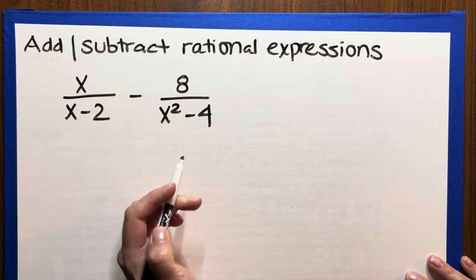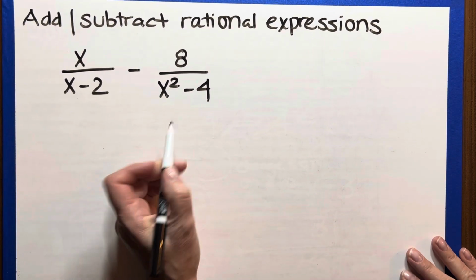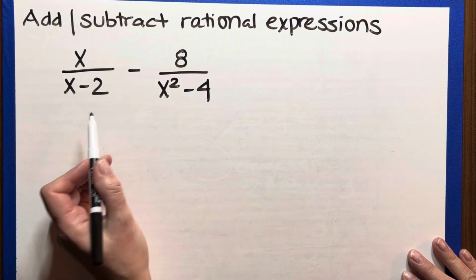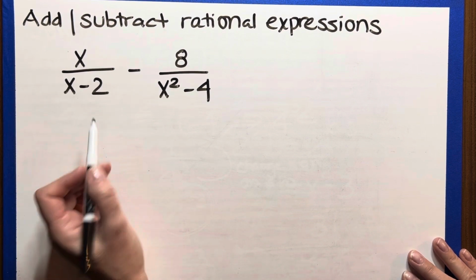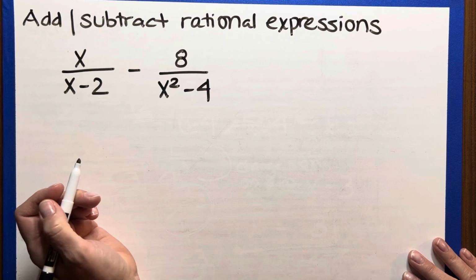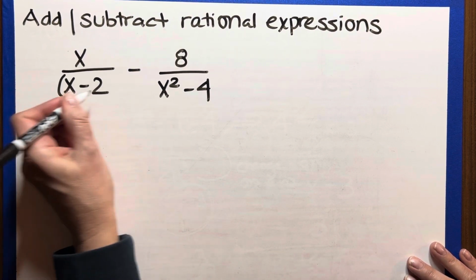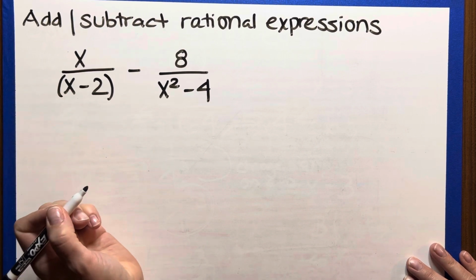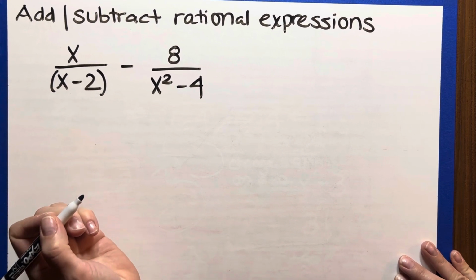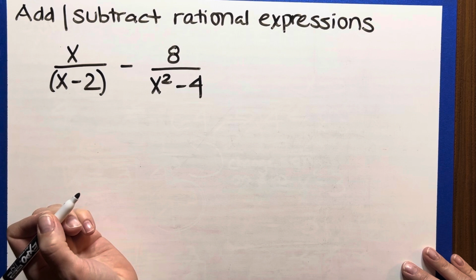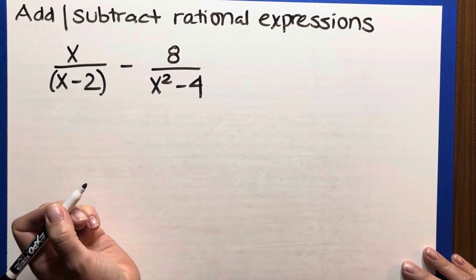Recall that if you have fractions of any kind, whether or not they have variables in them, before you can add or subtract, you have to find a common denominator. For a polynomial rational expression, you want to make sure that your denominators have been factored so that you can determine what the LCD, or the least common denominator, would be.